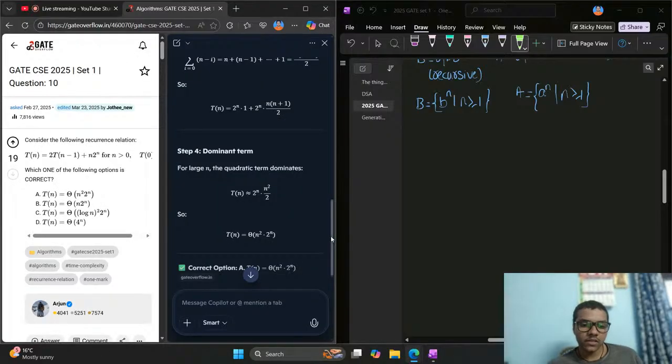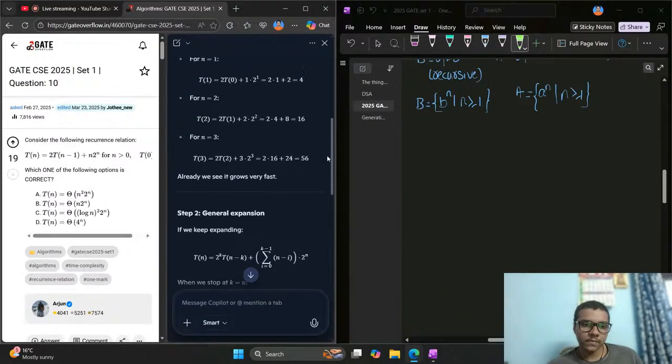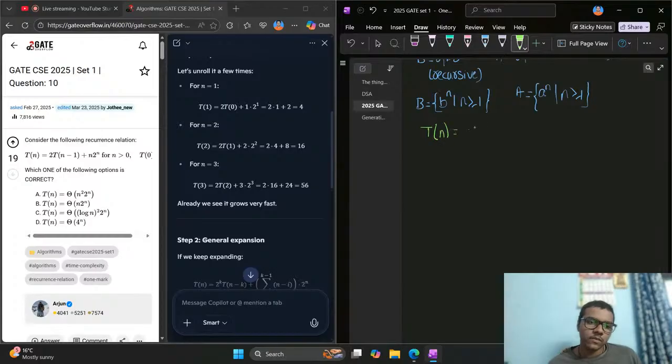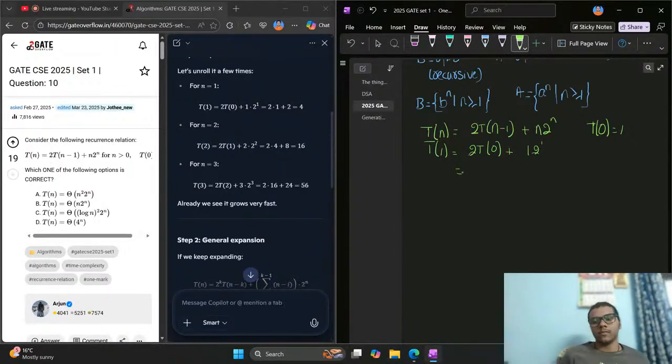I need to be good at reconciliations. Okay, so the given expression is T of n equals 2T of n minus 1, plus n times 2 power n, and T of 0 is equal to 1, given. If you do T of 1, 2T of 0 plus 1 into 2 power 1, so that is 2 plus 2, that is 4.